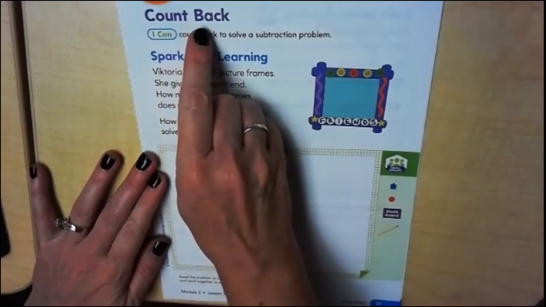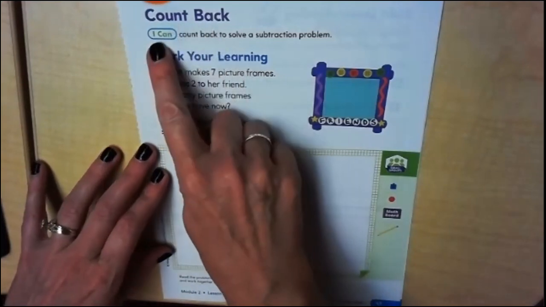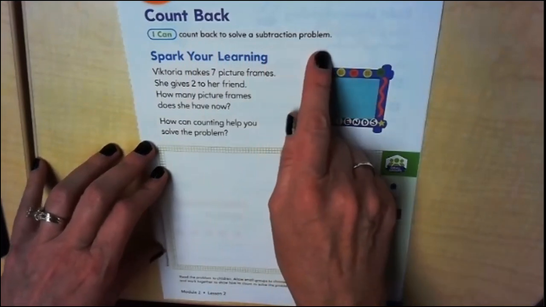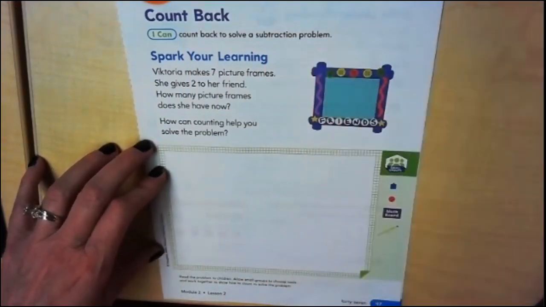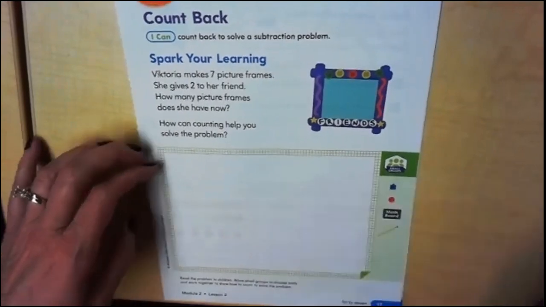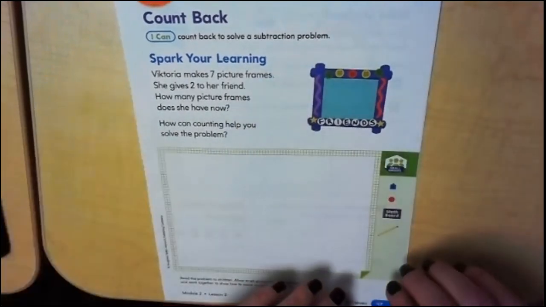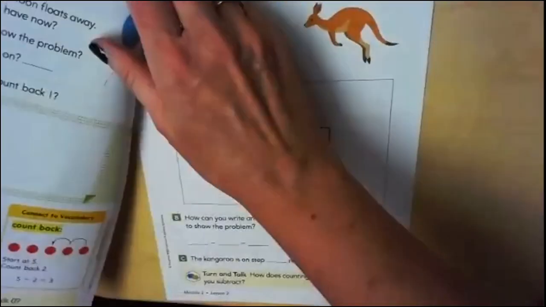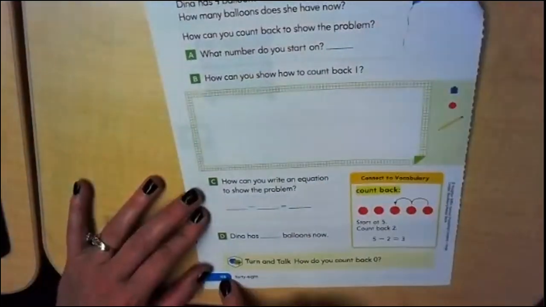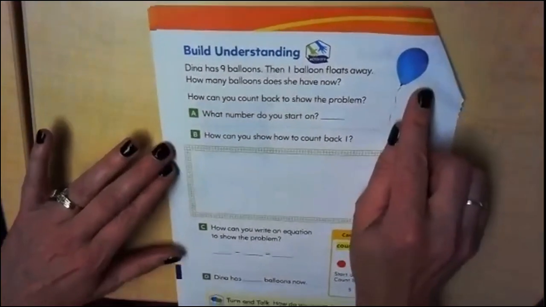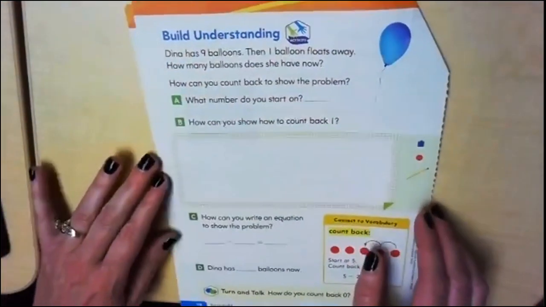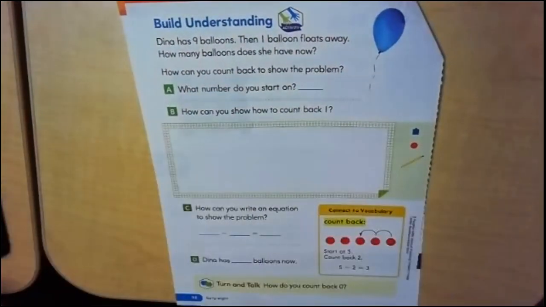2.2, Count Back. Today we're going to learn how to count back to solve subtraction problems. If you have an opportunity to do this first page on your own, please do so. Extra practice is always good. We are going to start on page 48. It has the blue balloon at the top. So please make sure you are on the same page as me.